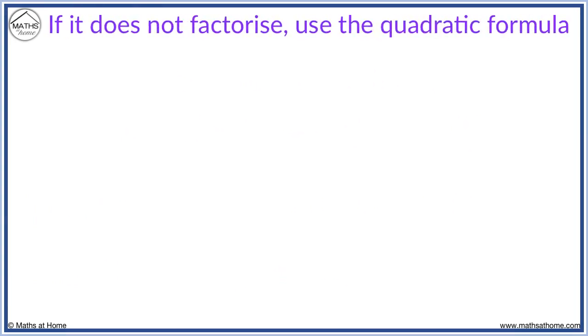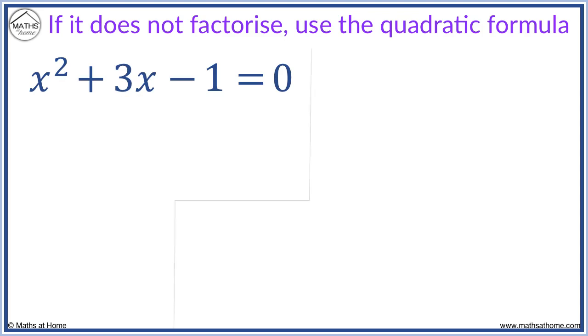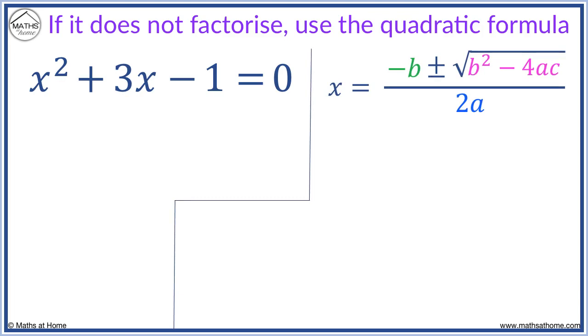If a quadratic does not factorise, use the quadratic formula. Here is x squared plus 3x minus 1 equals 0. There are not two whole numbers that add to make 3 and multiply to make minus 1. This is the quadratic formula.